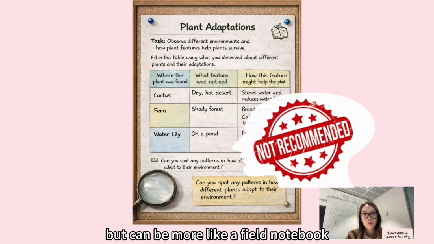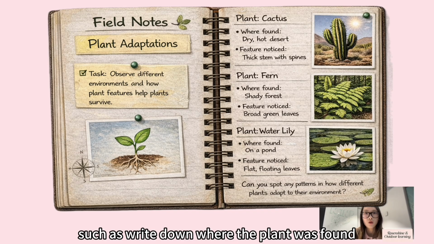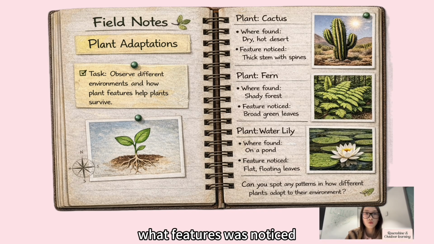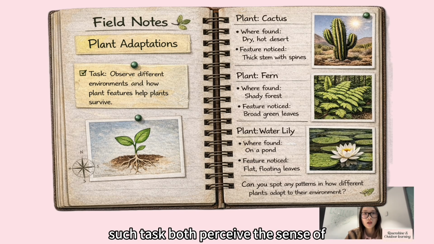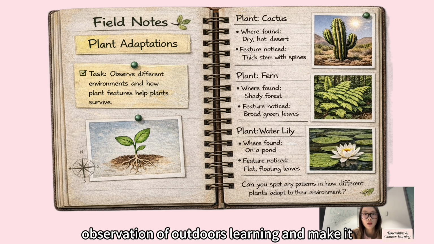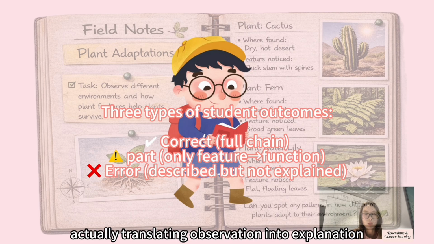This task does not have to be a normal worksheet, but can be more like a field notebook, such as writing down where the plant was found, what features were noticed, and how the feature might help the plant. Such tasks both preserve the sense of observation of outdoor learning and make it easier for a teacher to see if students are actually translating observation into explanation.